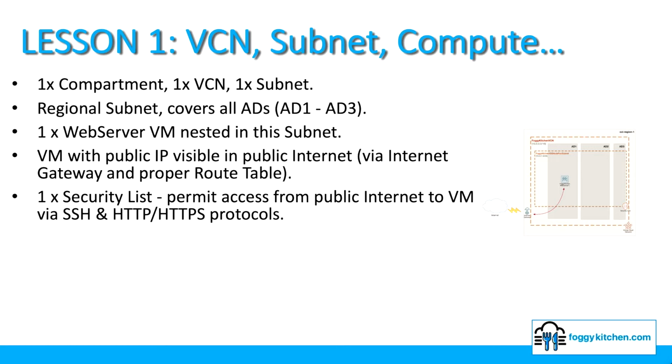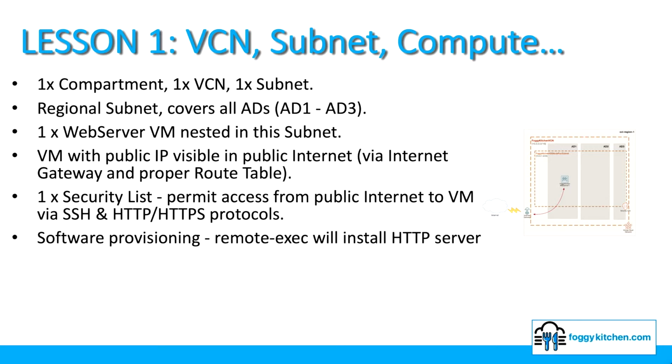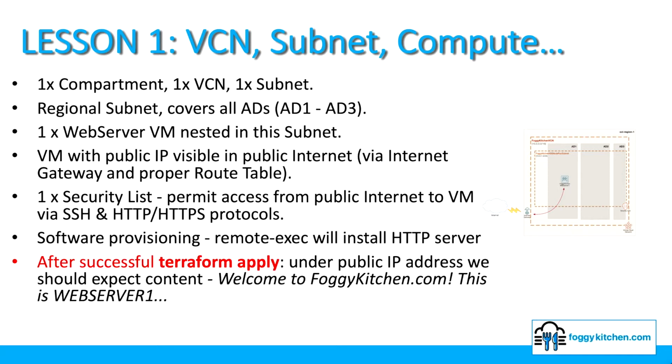After this deployment, one essential security list will be implemented, and this security list will permit access from the public internet to VM via protocol SSH port 22 and protocol HTTP and HTTPS on ports 80 and 443. Then we will utilize something which is called null resource and remote exec capability of Terraform. We will install an HTTP server with a minimal web page, and this page will be exposed to us on this public IP. And what does it mean in essence? We will be able to reach the web server content with the message, "Welcome to foggykitchen.com. This is web server 1."